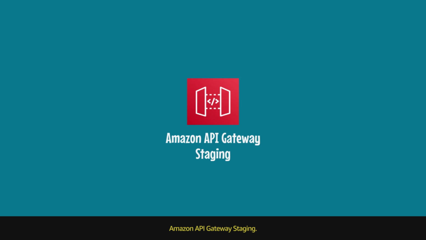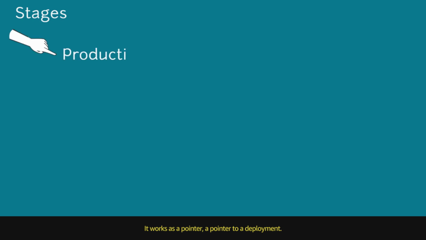Amazon API Gateway. Staging. API Gateway stages are similar to tags. It works as a pointer to a deployment. In this particular scenario we are looking at, we have 3 stages. One is a prod, one is a beta, and one is a dev.